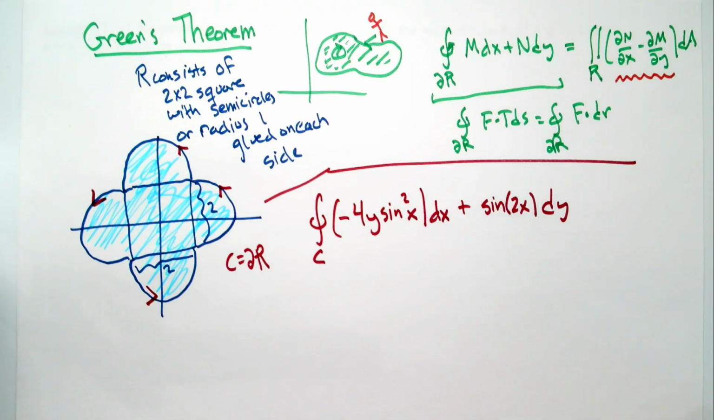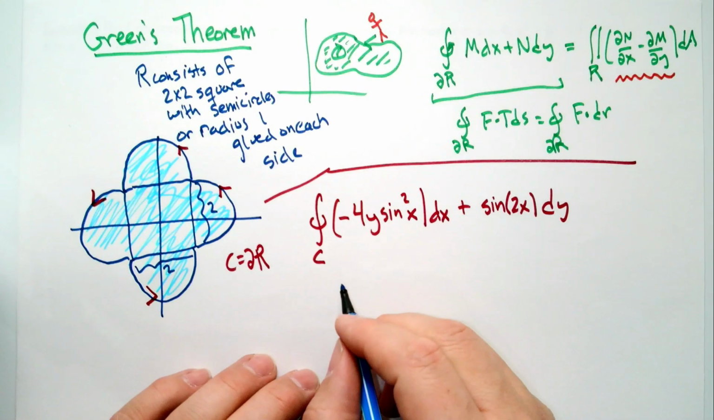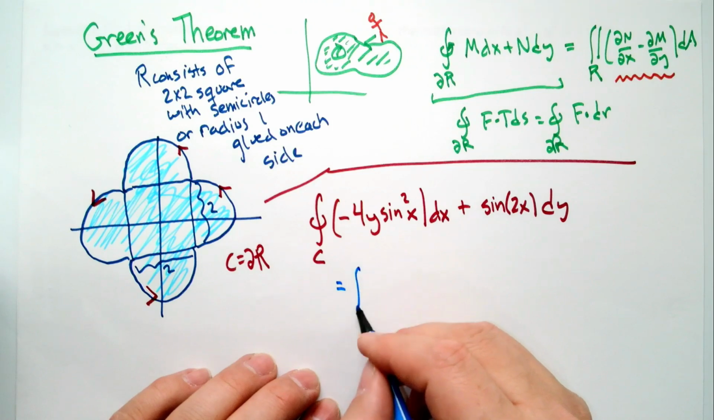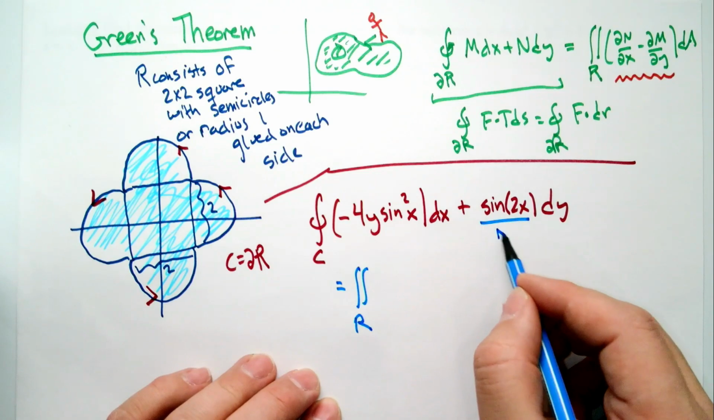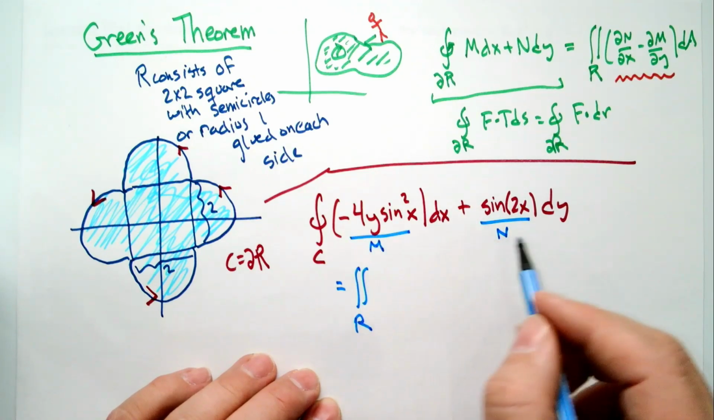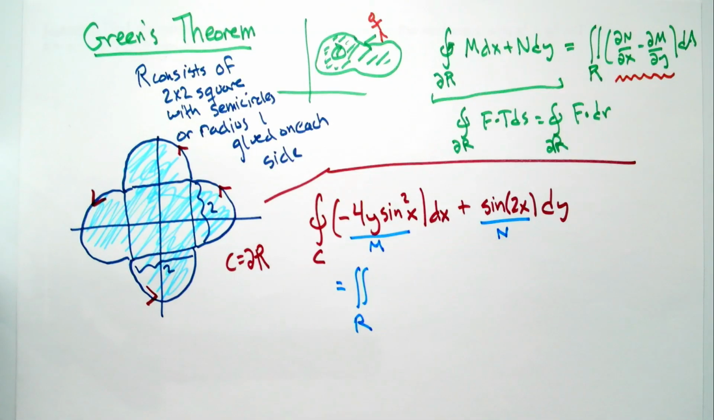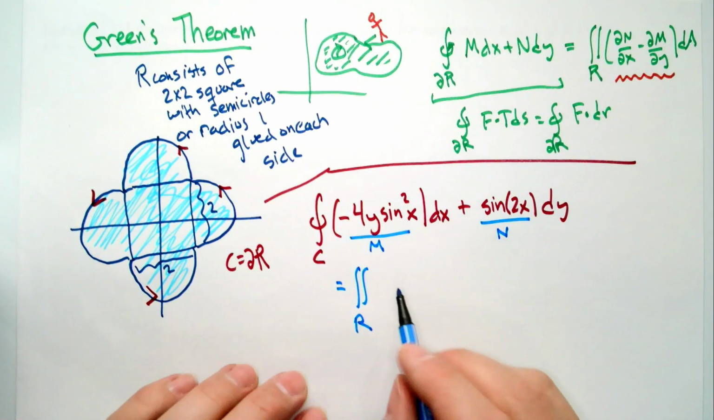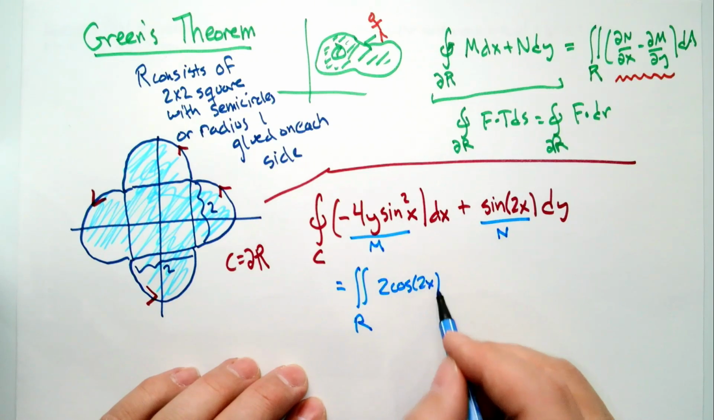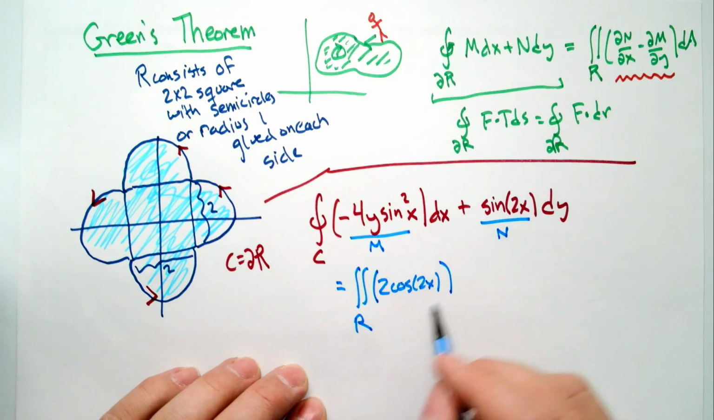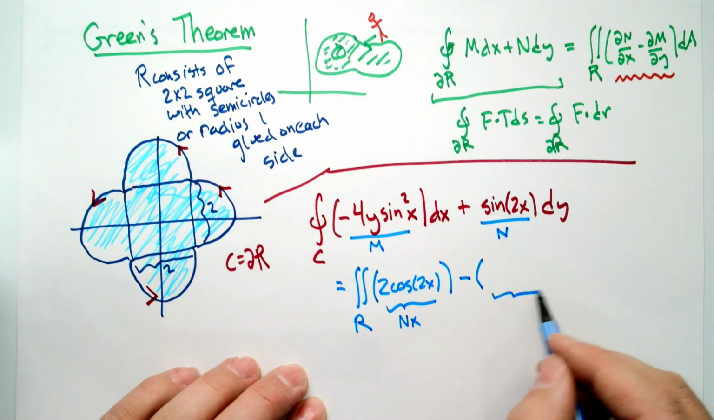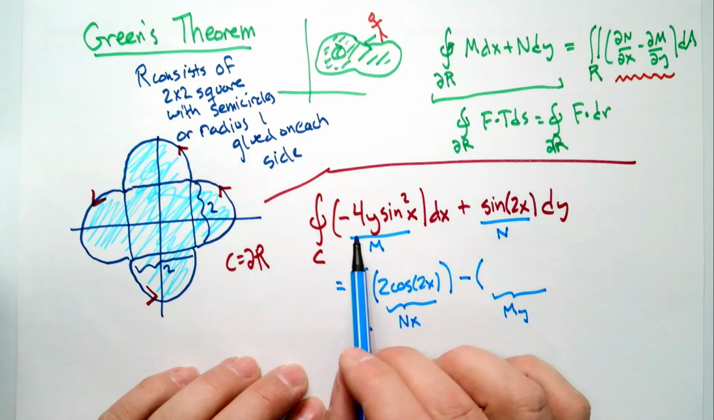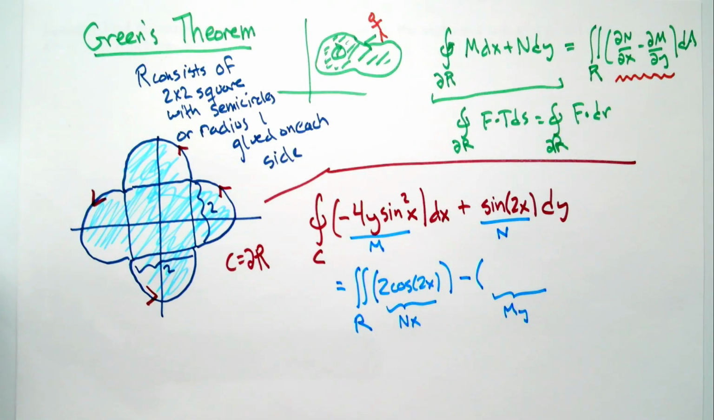All right, so what do we do? We apply the theorem and hope, fingers crossed, something nice happens. So this will be the integral over R. We take our derivatives, and so we come here, this is our n, and this is our m. Derivative of sine of 2x is 2 cosine 2x. All right, so this is our n sub x. Then we're going to subtract our m sub y. So what's the derivative of minus 4y sine squared x with respect to y?